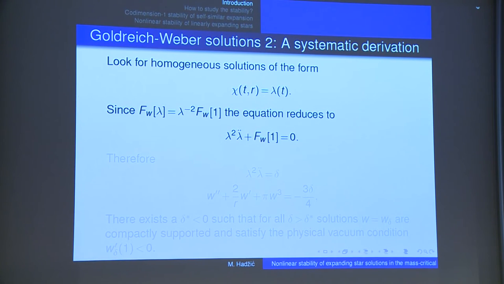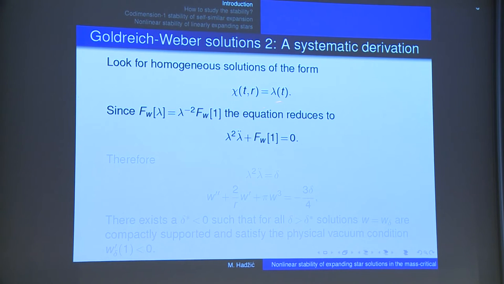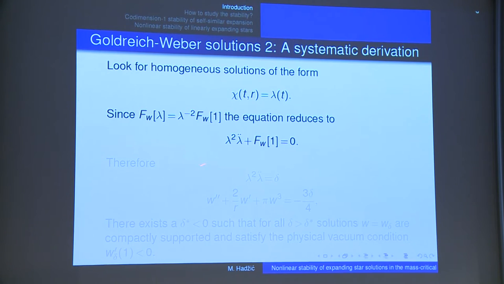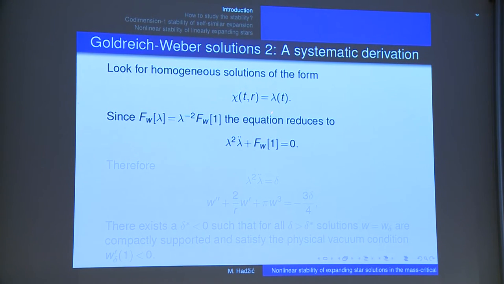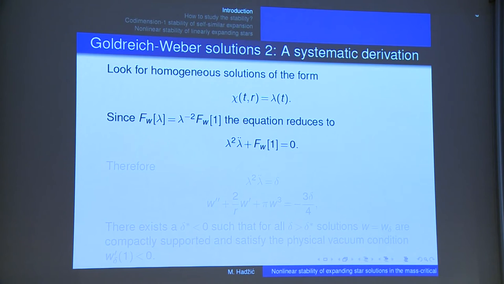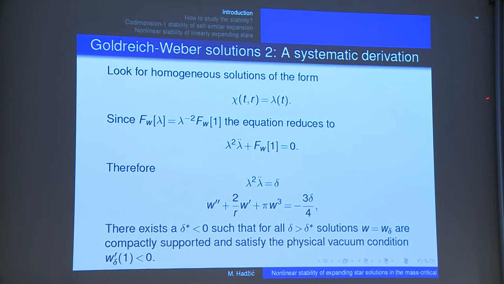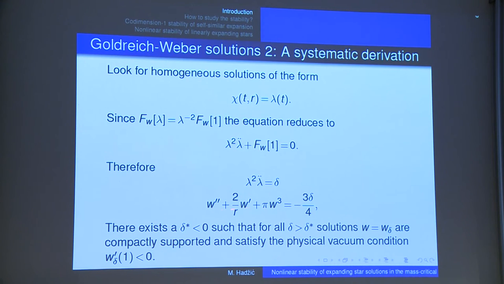So let me now derive those solutions of Goldreich and Weber and other people. I will call them homogeneous solutions because I will make the ansatz that chi is just lambda of t, doesn't depend on r. This ansatz will reduce the previous equation to this thing here, lambda squared lambda double dot plus something which doesn't depend on t equals zero. So you can separate variables, and you discover that there is an ODE satisfied by lambda, and there is another ODE in R, this time satisfied by W.